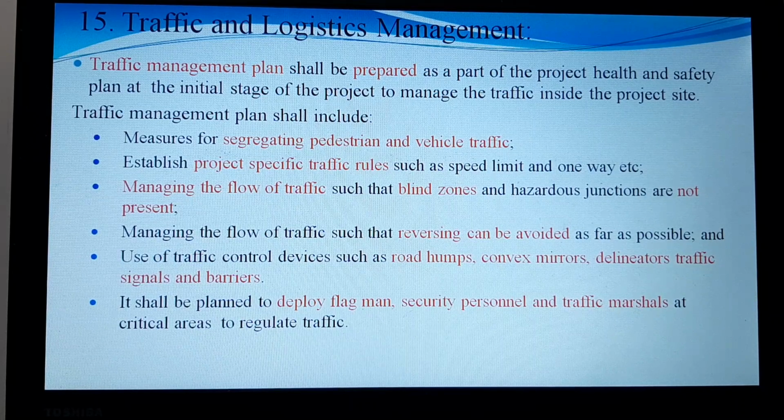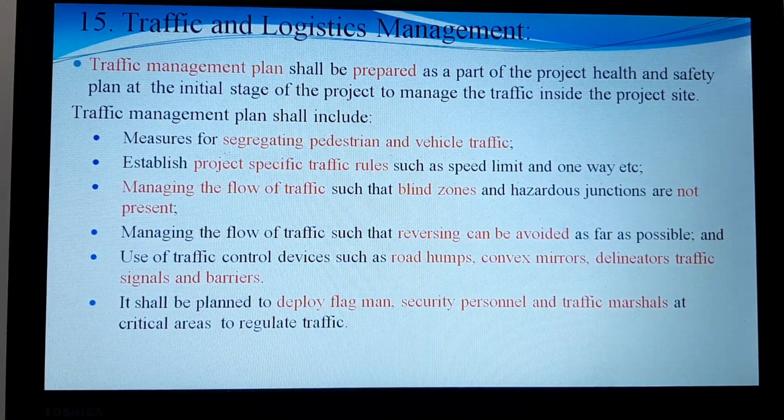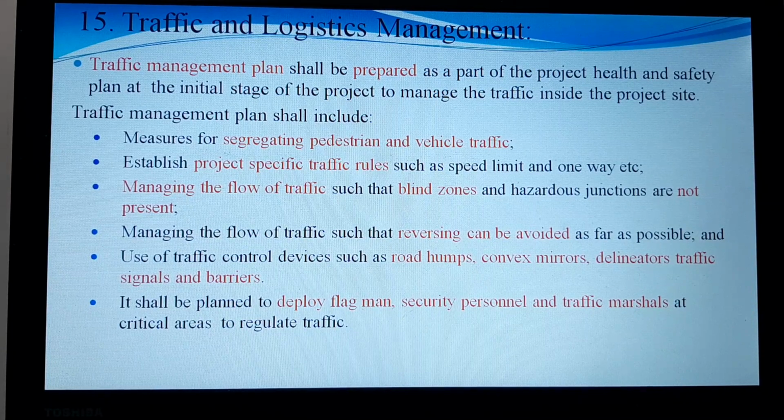well as vehicular movement. And we should establish clear traffic rules within the premises, so that a speed limit will come, a one-way system would be incorporated, and we should manage the flow of traffic. As far as possible we should avoid blind zones or hazardous junctions within the system. And managing the flow of traffic should be in such a manner that there is no reversing, because reversing itself is a blind zone, right? So it has to be avoided.